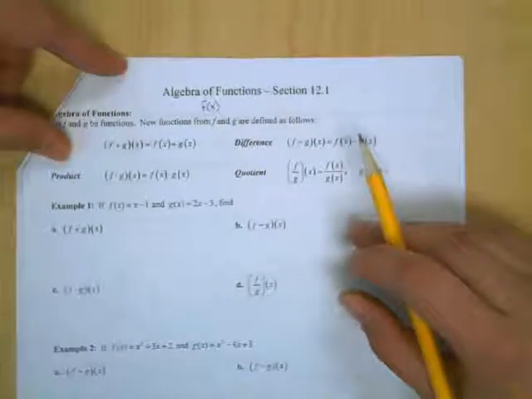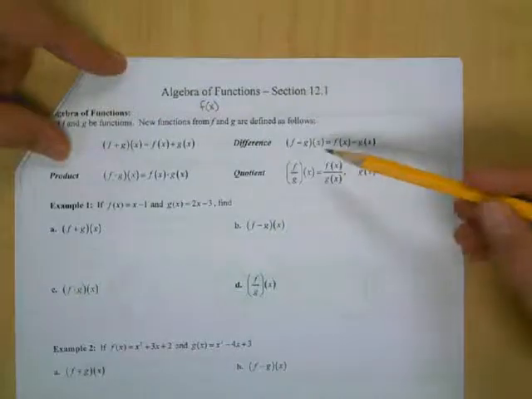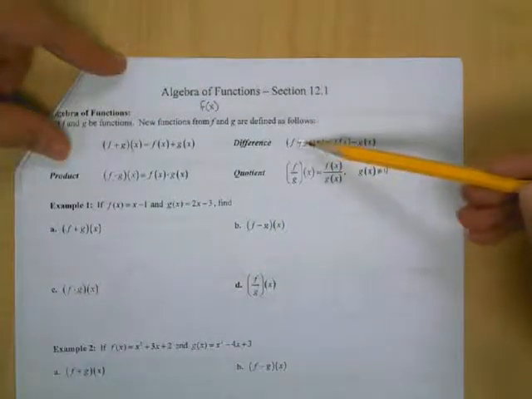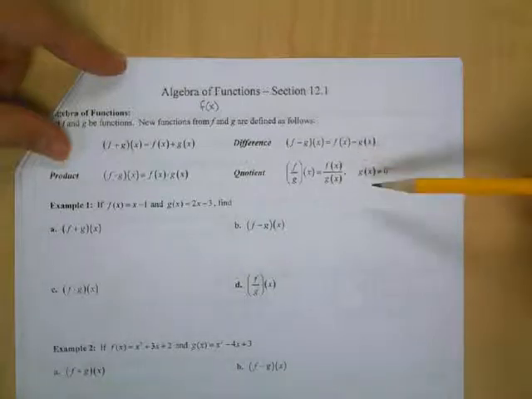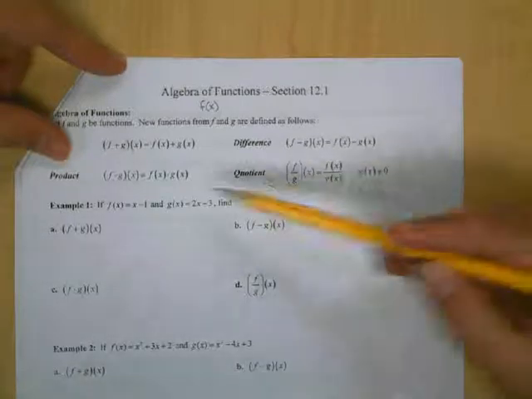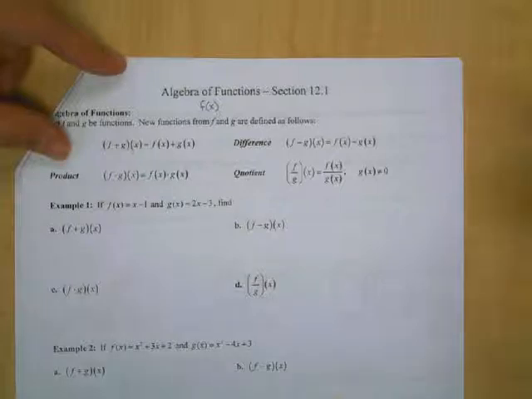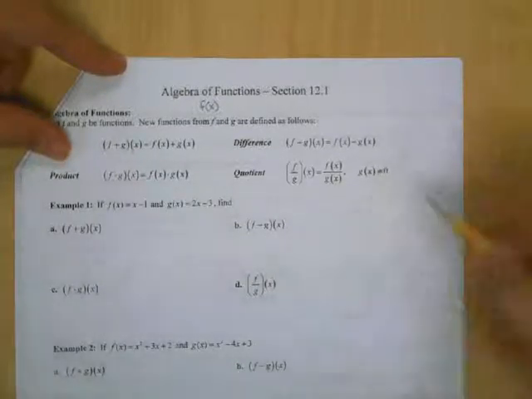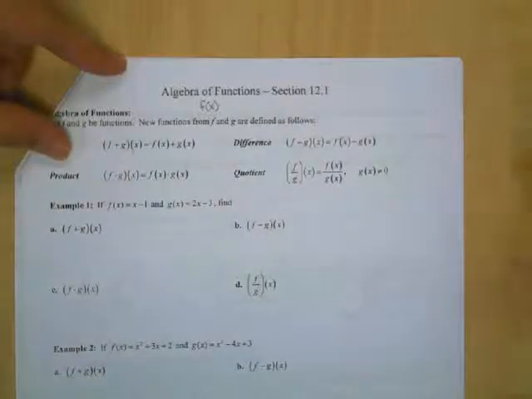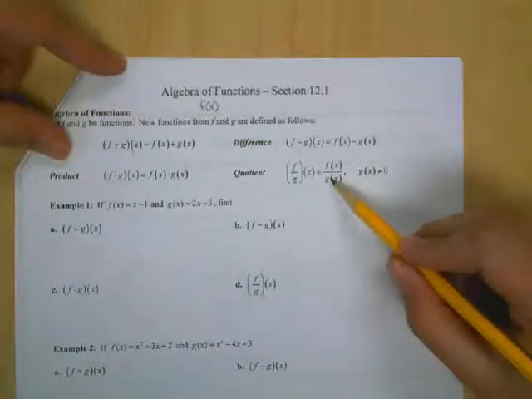Same thing with the difference, that's subtraction, so f minus g of x just means the f of x function minus the g of x function. Same thing with multiplication and division. When they do division, g of x is not allowed to equal 0. That's what we call the domain of this thing. You have to exclude the fact that the bottom part can't be equal to 0.